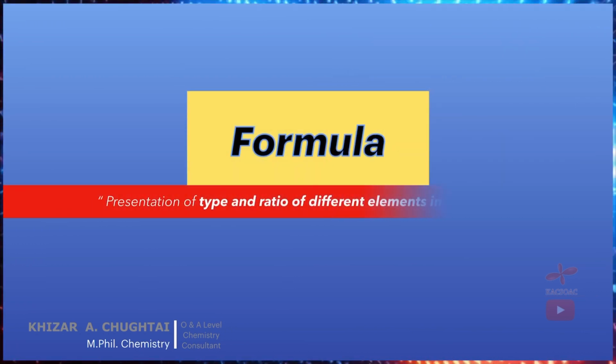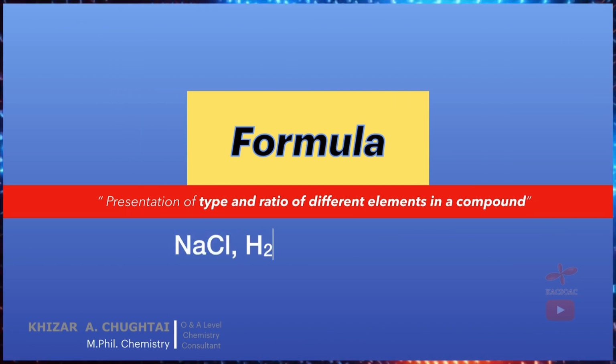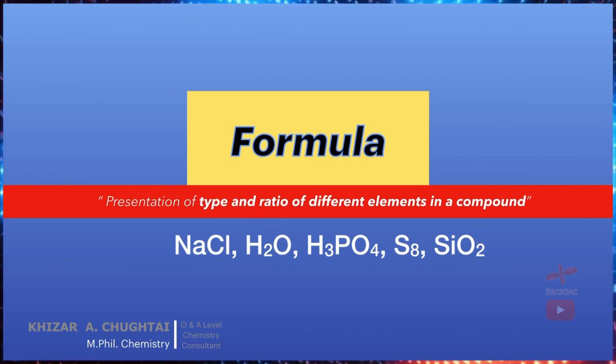Formula is basically the representation of type and ratio of the different elements in a compound. Type and the ratio of different elements in a compound is said to be its formula. So formula is the exhibition, presentation, and notation of the different types of elements and ratio of the elements. For example, NaCl is the formula of sodium chloride. NaCl, there are two elements, one is sodium and the next one is Cl.